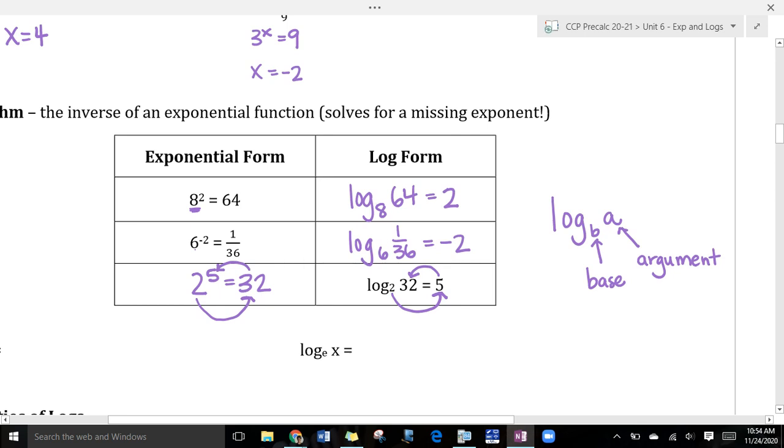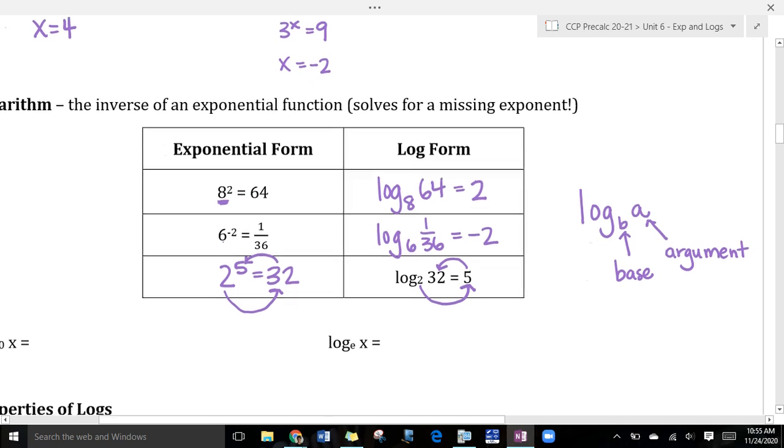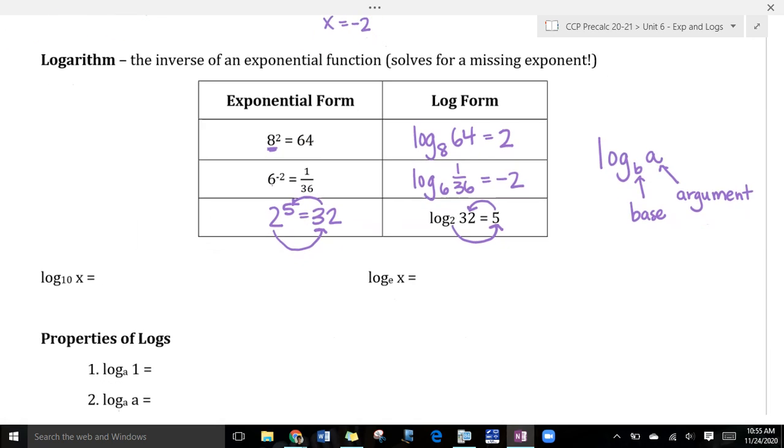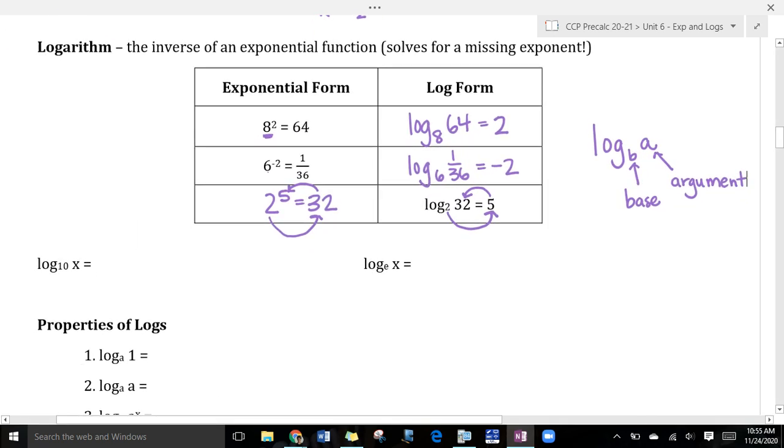So 8 is our base. 64 is our argument. Okay. 6 is our base. 36 is our argument. And we will say log base B of A. Log base 8 of 64. All right. Okay. A couple logs that we will be using a lot.